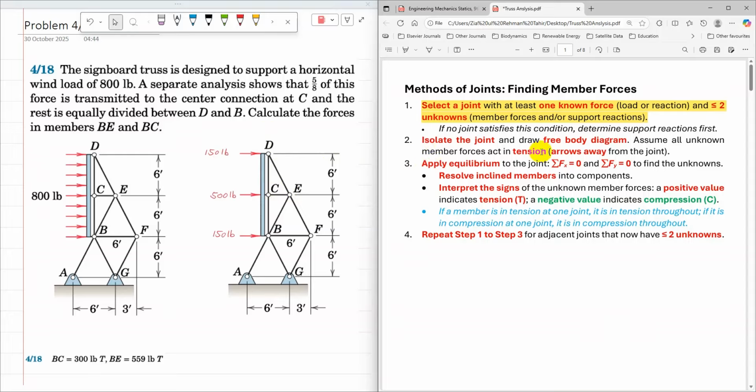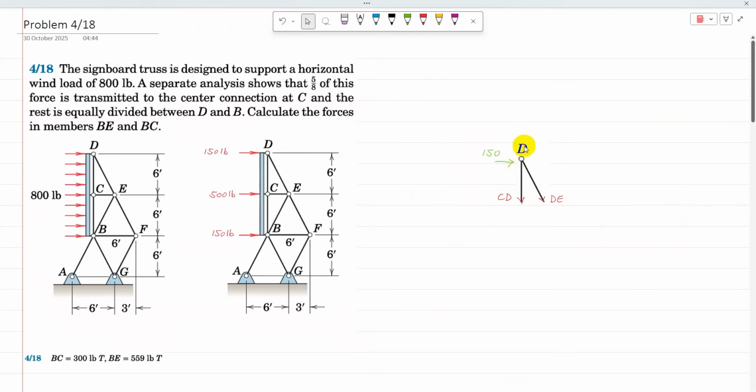Then we need to isolate the joint, draw a free body diagram, and apply the conditions of equilibrium. All unknown members need to be assumed in tension, and after solving, if the answer comes out positive, that member is in tension, and if it comes out negative, it is in compression. So I'm going to follow these steps to solve joint D. Joint D is isolated, and the one known load is 150, and the member forces CD and DE are assumed in tension.